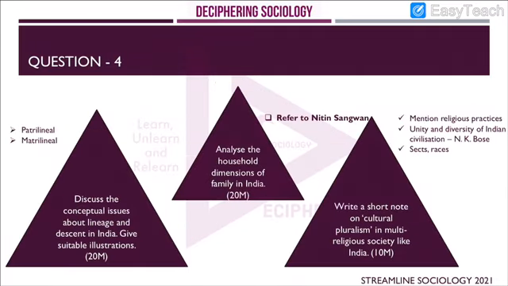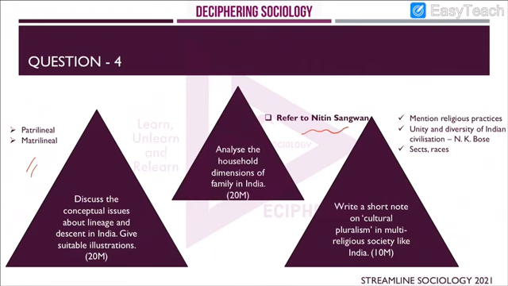Question 4. Conceptual issues about lineage and descent. This was a direct question. You will find it in Nitin Sangwan. You can also write about patrilineal and matrilineal structures. Then the household dimensions of family in India. This will also be found in this book.